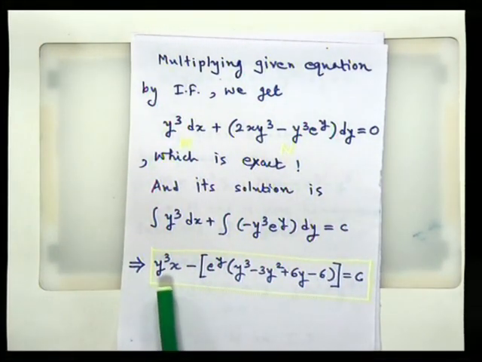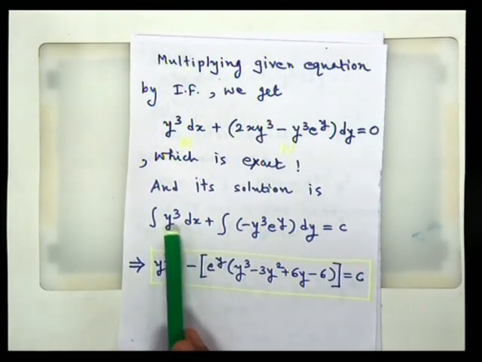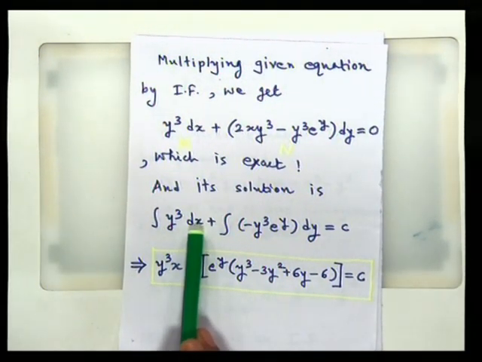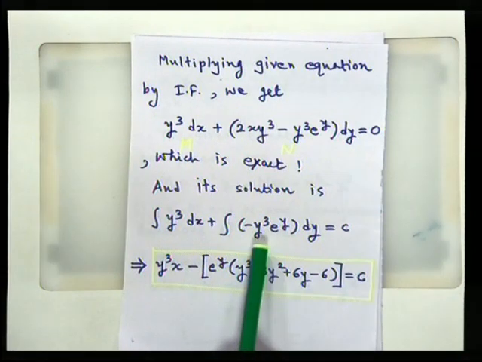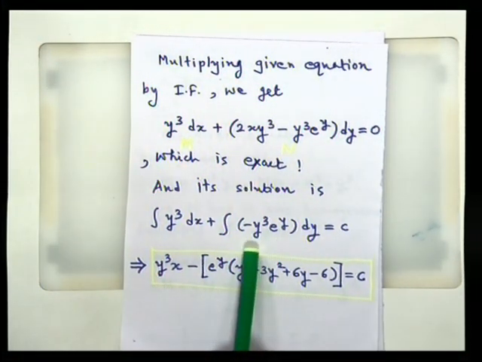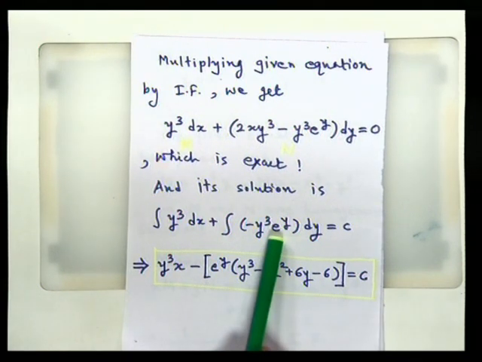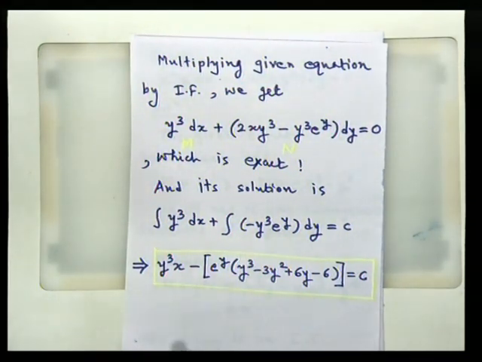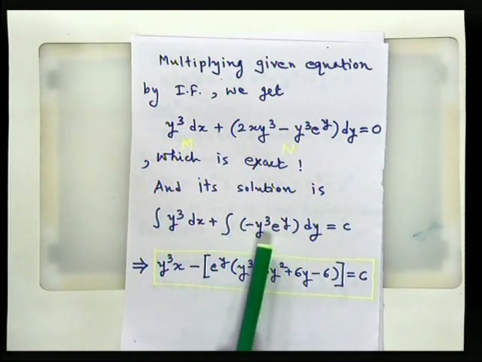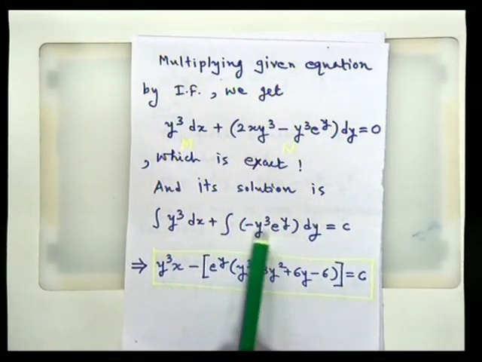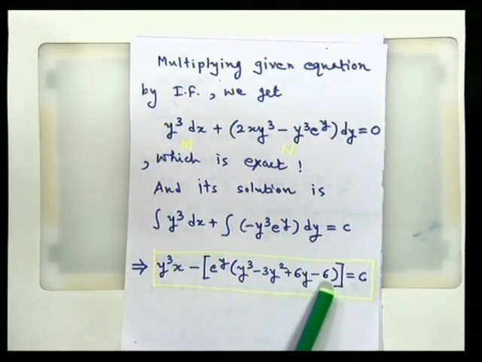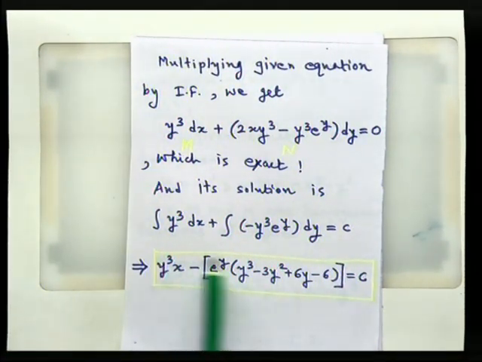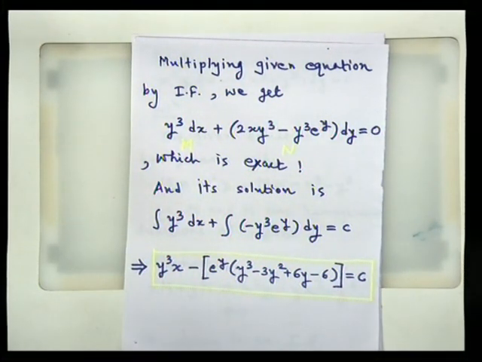In the first term it is integration with respect to x, at that time we treat y as constant, it is y cube x, minus y cube e raised to y. So we have to integrate y cube e raised to y using the rule of integration by parts. Using integration by parts, we get the integration of y cube e raised to y as e raised to y into (y cube minus 3y square plus 6y minus 6), and it is equal to an arbitrary constant. So this is the general solution of the non-exact differential equation that we considered first.